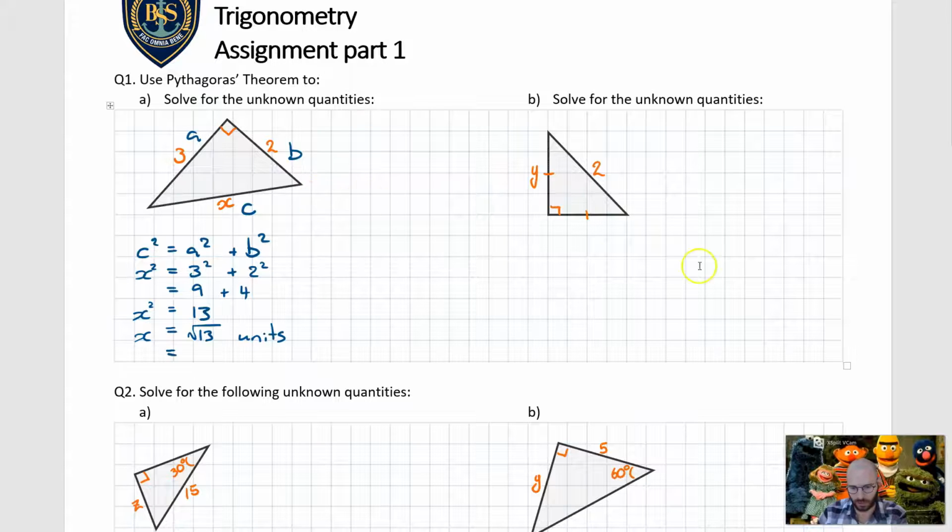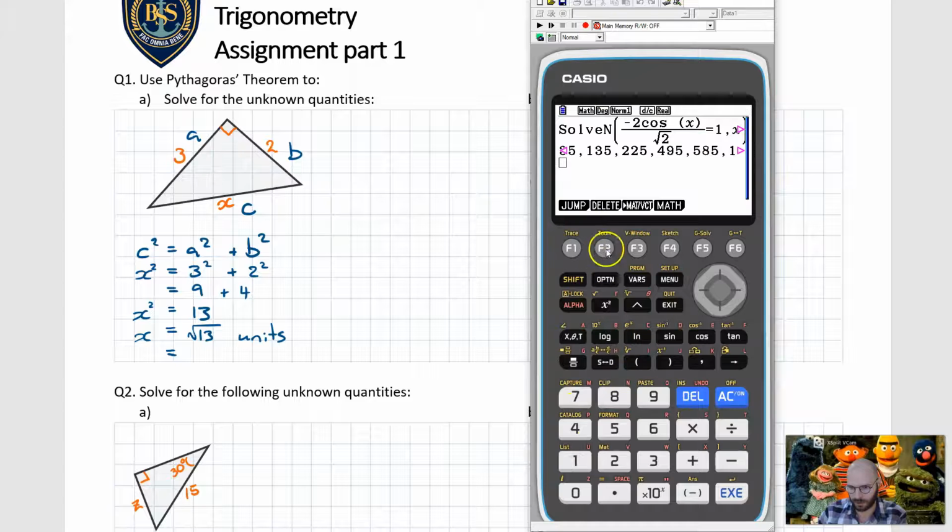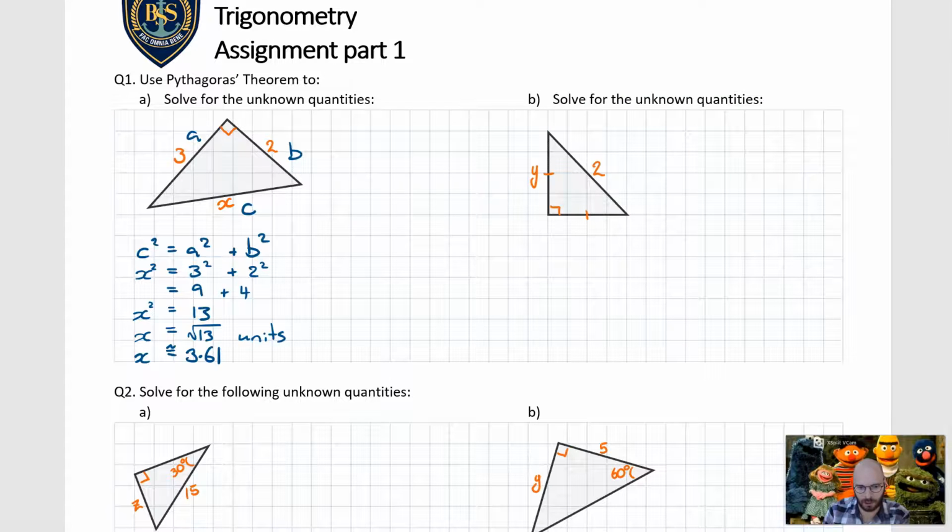If we wanted to go one bit further, then we can bring our calculators up, clear the memory, and then we can go shift square root 13, and the answer is going to be roughly 3.61. However, as an appropriate solution, we could just leave it as x equals root 13. That's the exact value.